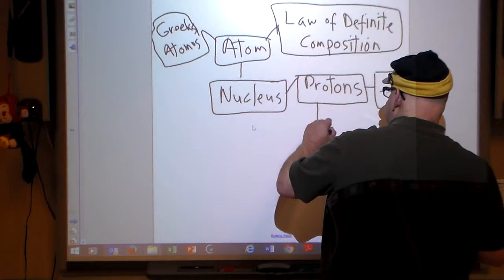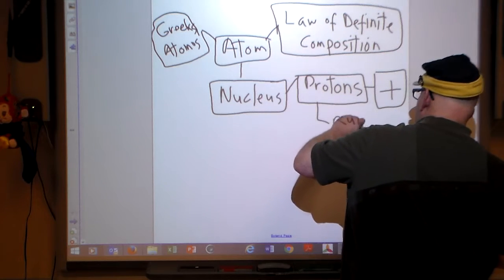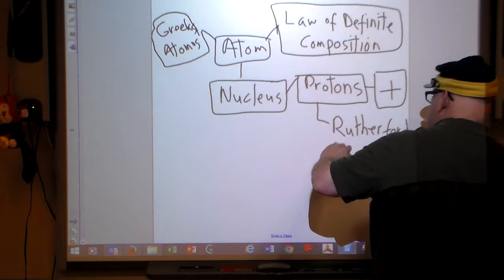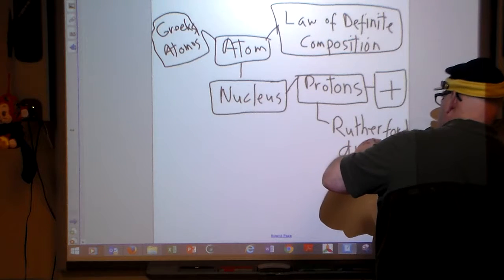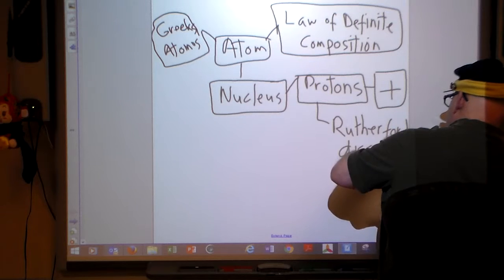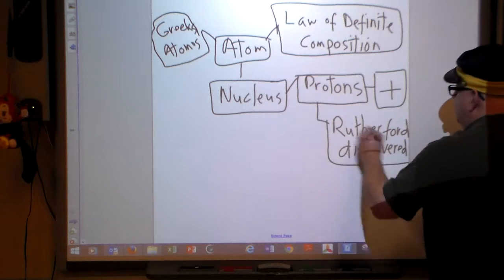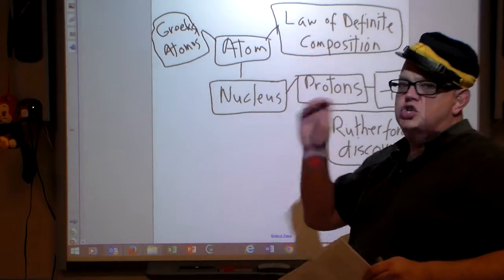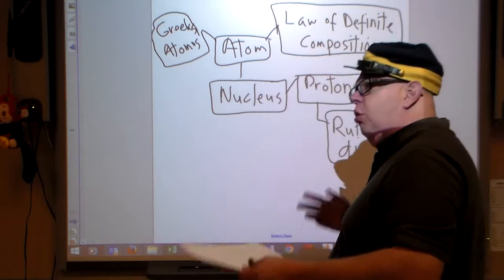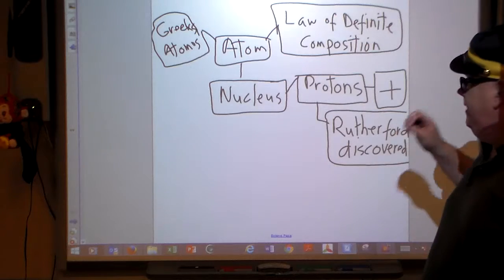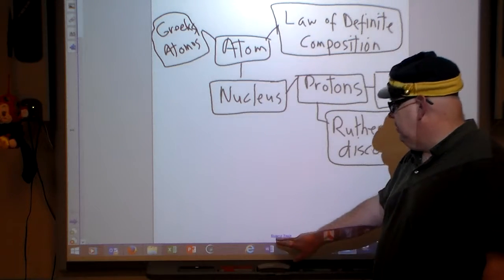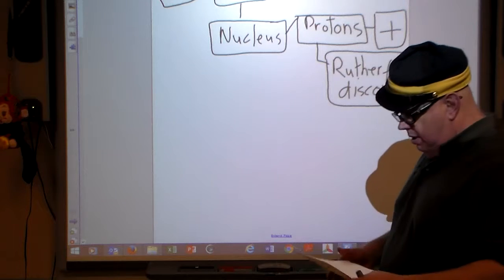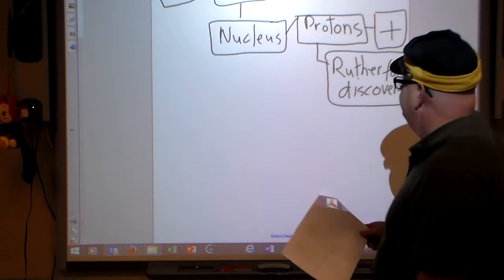And of course, the idea is Rutherford discovered this. Okay, so Rutherford discovered this in that experiment where they shot radioactive particles through gold foil, okay, and that's when they had a, oh, you gotta be kidding me moment. Are you serious? So that's the dealing with that.